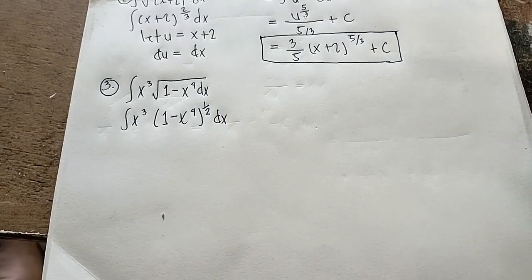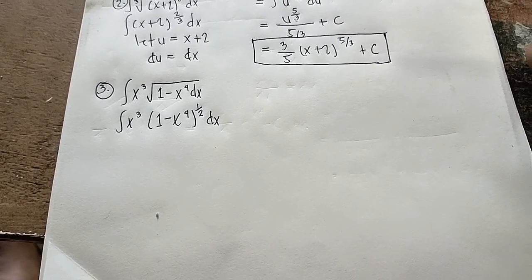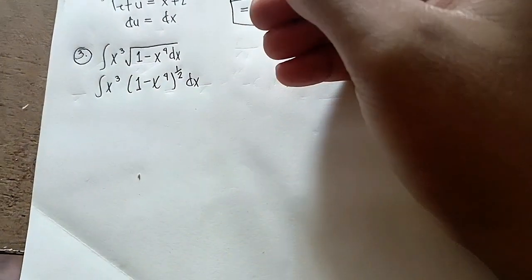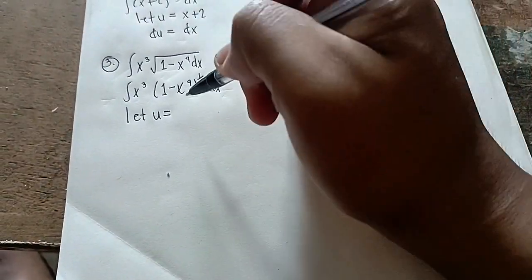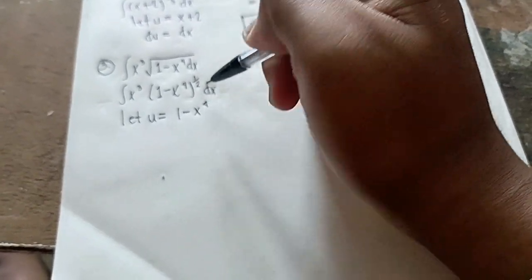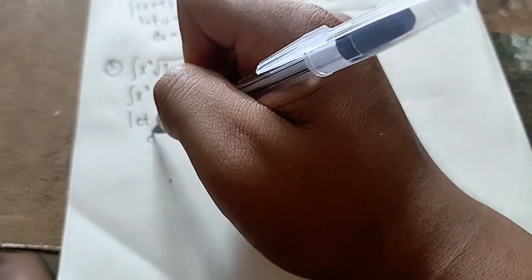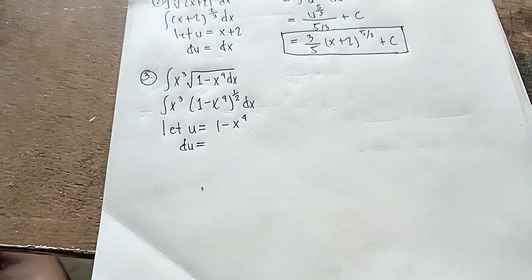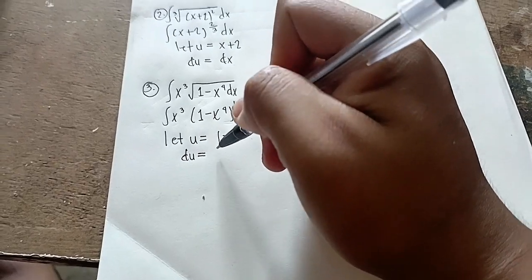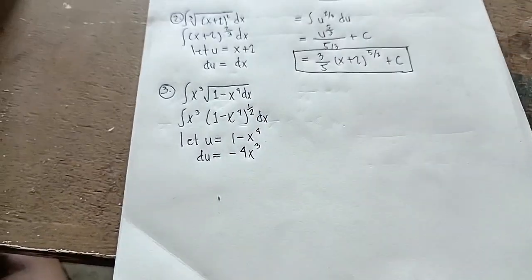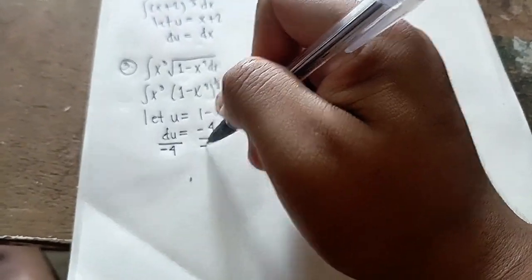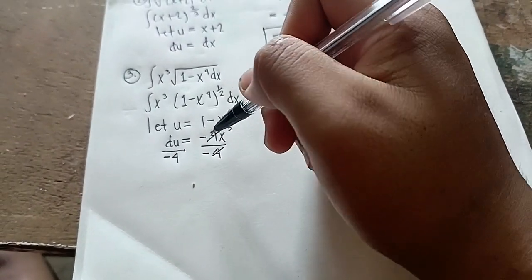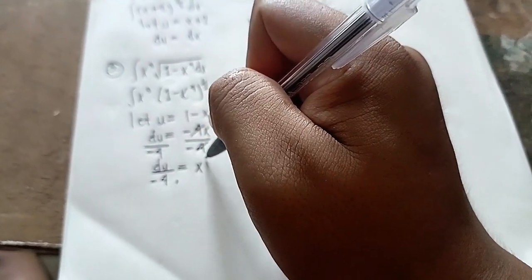Example number 3, which is the integral of x cubed times the square root of 1 - x^4 dx. So we're going to let u be equal to 1 - x^4. So we're going to derive: du is equal to the derivative of 1 - x^4, which is -4x cubed. So to cancel out the -4, we're going to divide both sides. So we are left with du over -4 is equal to x cubed dx.